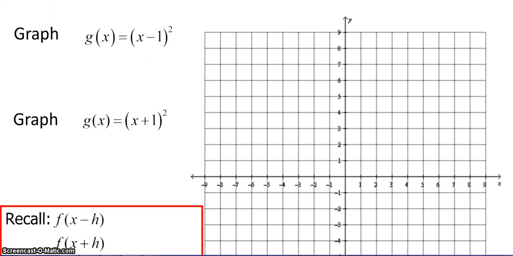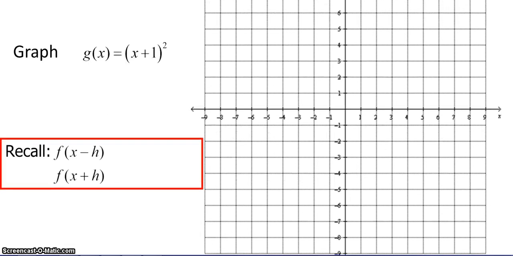Okay, so what happens when we're not adding or subtracting outside of the function, we're adding or subtracting inside of the function? Well, we're going to recall that if I subtract inside the function, that is going to cause us to go right h units. And we did this in the absolute value unit with absolute value functions.